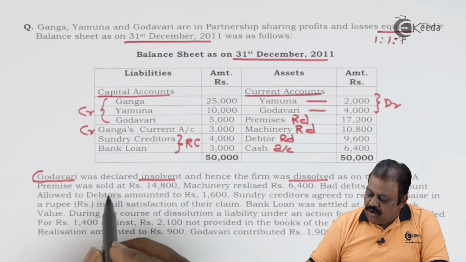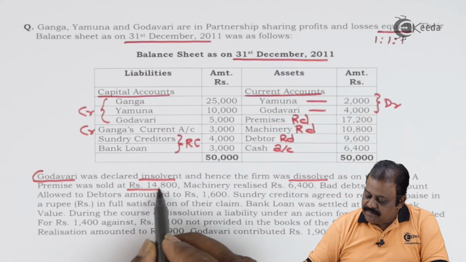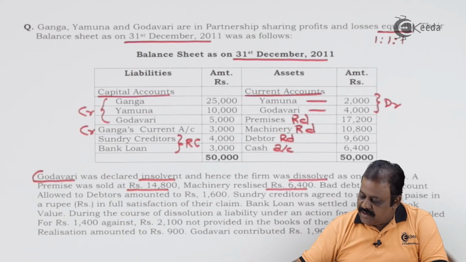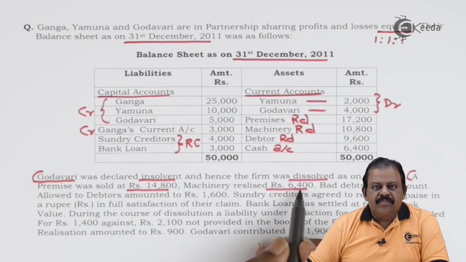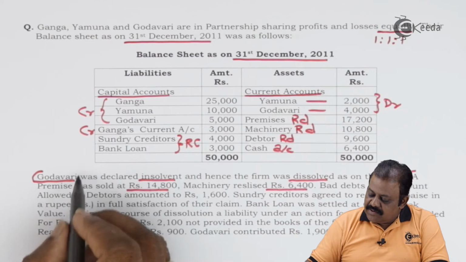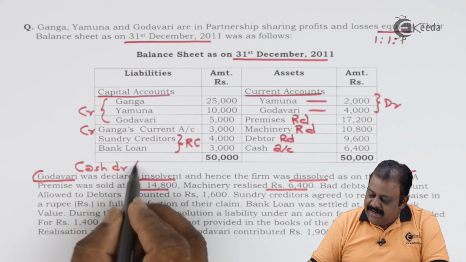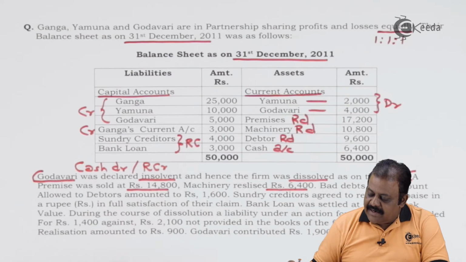A premise was sold at rupees 14,800. Machinery realized 6,400. So two assets are sold, so amount is received. So cash account will be debit. Realization account will be credit.